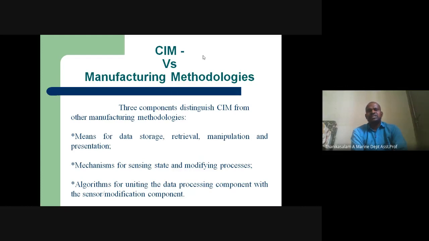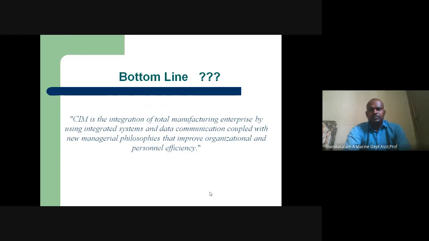Second, the mechanism for sensing state and modifying processes. Third, algorithms for uniting the data processing component with the sensor modification component. The ultimate bottom line of SIM: SIM is the integration of the total manufacturing enterprise by using integrated systems and data communication, coupled with new managerial philosophies that improve organizational and personal efficiency.